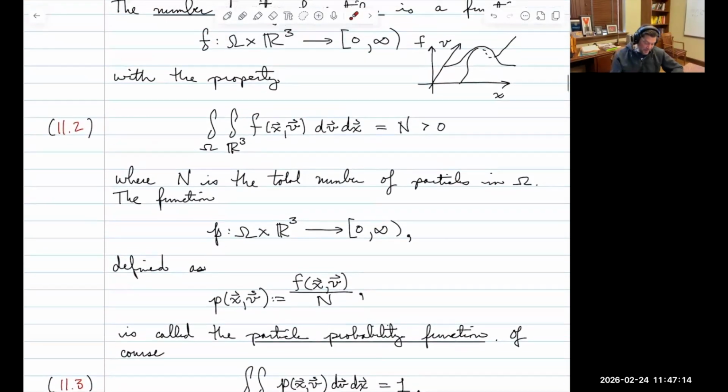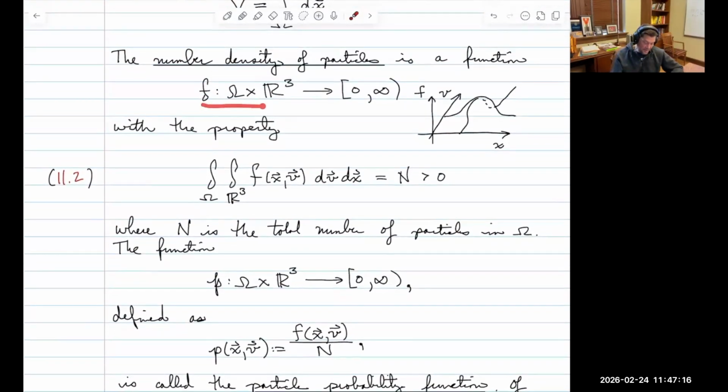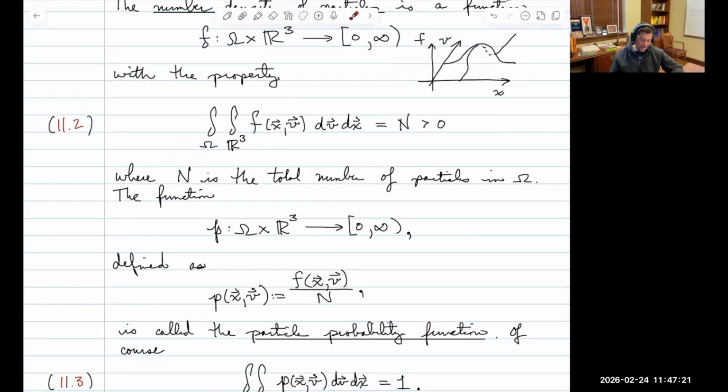Now, this function is called the number density of particles. There's a companion to this, which we saw in the discrete energy levels case, called the probability function. And so we're going to have one here as well. So this function p, which is more or less exactly the same as f, is just a normalized version of f. Okay, so it's just F over N. P is F over N.